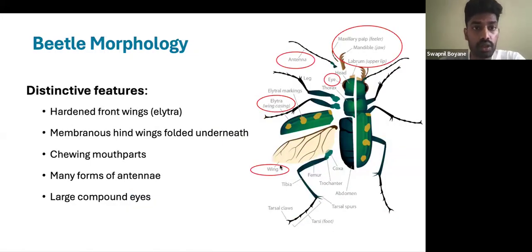Next, let's talk about the morphology. As I mentioned before, these beetles come under class Insecta, and one peculiar character to identify whether it's an insect or an arachnid is to look at the pairs of legs. Insecta has three pairs of legs. That means they have six legs.